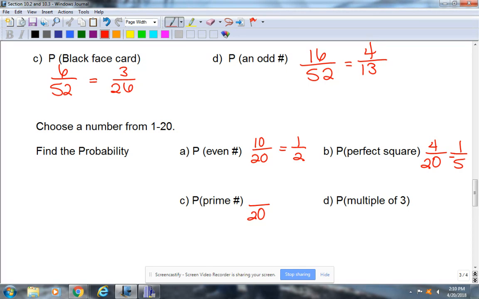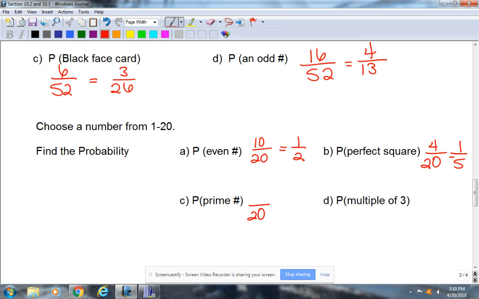Are any even numbers after 2 prime? No, because all even numbers are divisible by 2, right? So we can skip those. Is 15 prime? No, 5 times 3. Is 17 prime? Yes. Is 19 prime? Nothing goes into 19 besides 19 and 1. All right. And then 20 is not prime.